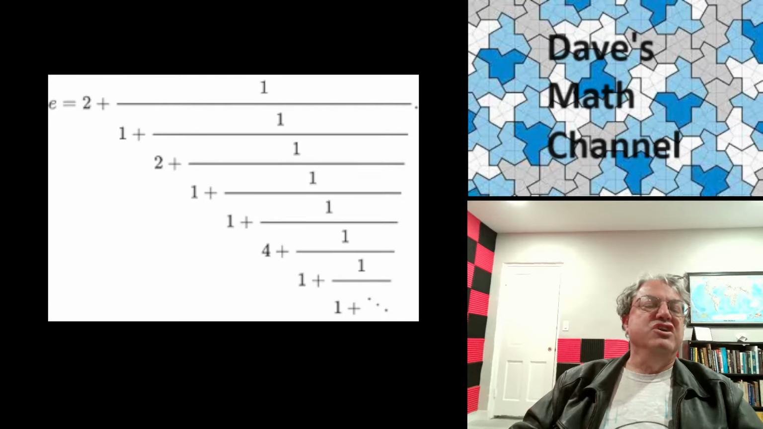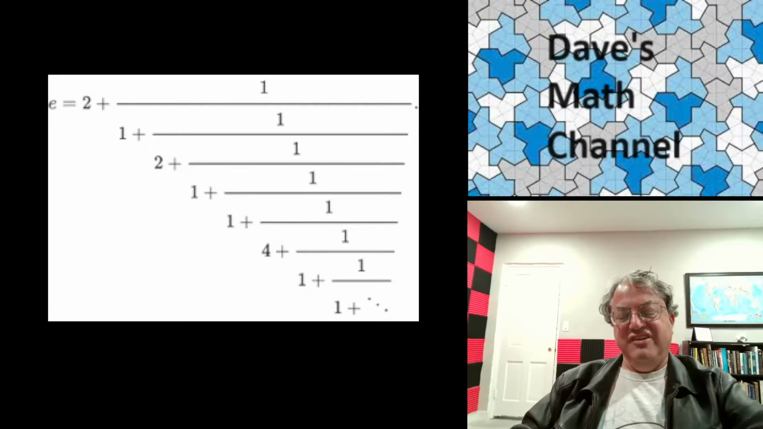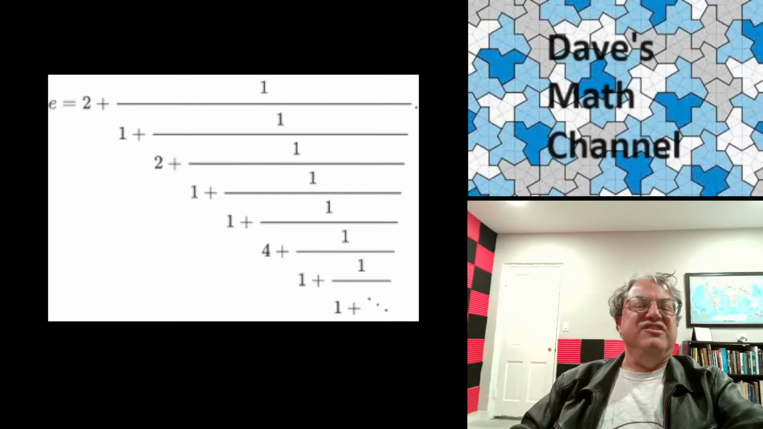2, 1, 2, 1, 1, 4, keeps going like that. 1, 1, 6, 1, 1, 8, 1, 1, 10. Who would have thought, right? But it's a nice formula for e.